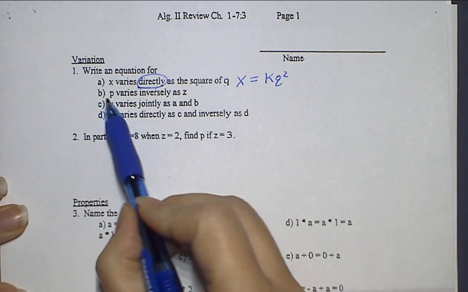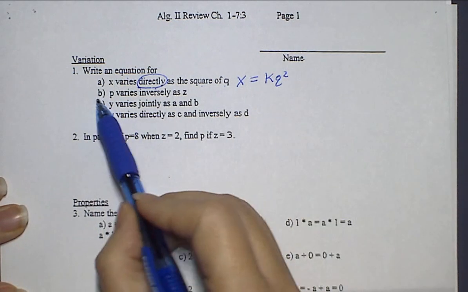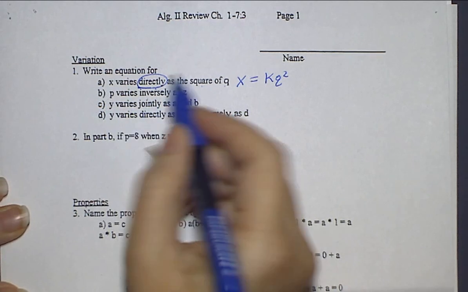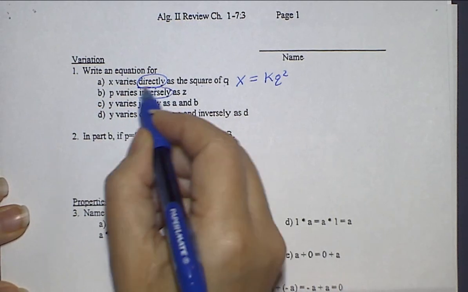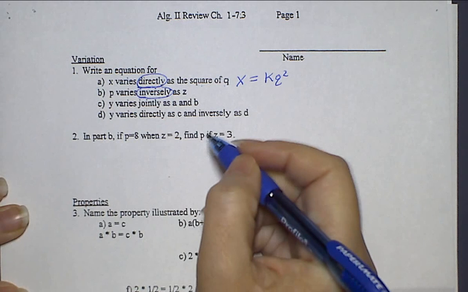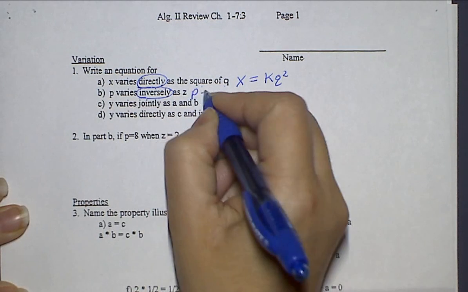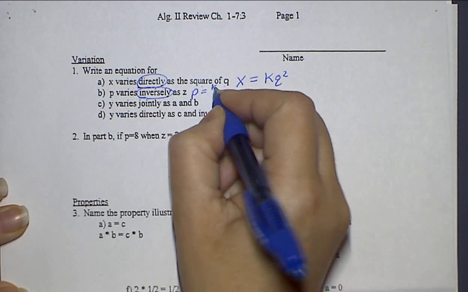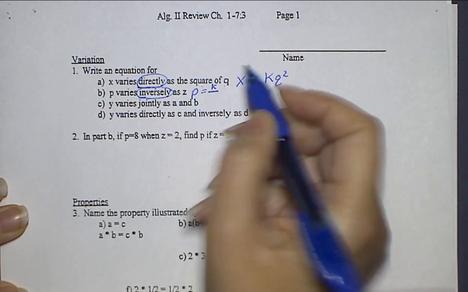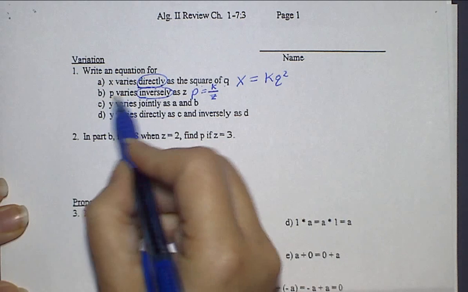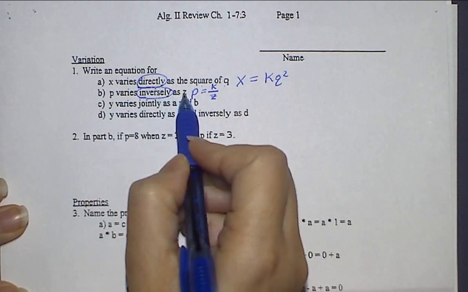Now number 1b, it says p varies inversely. So what does inversely mean? Divided by. So we write p is equal to k divided by z, because it says p varies inversely as z.